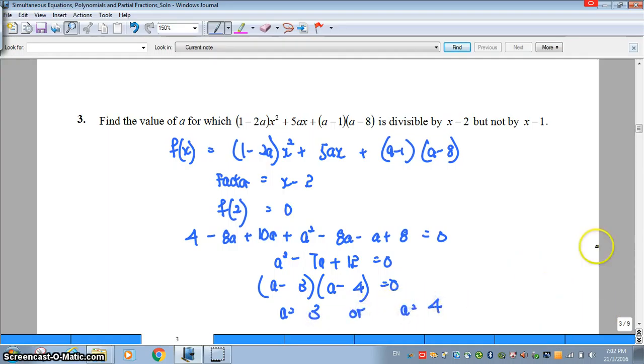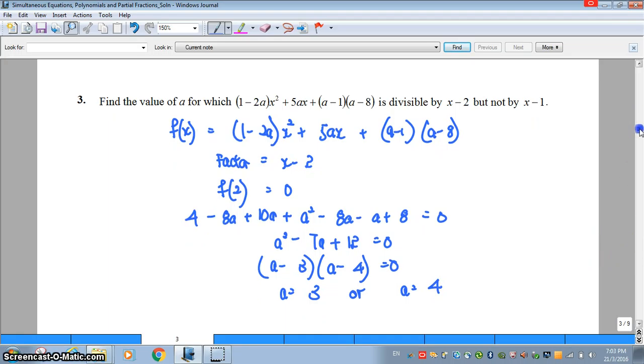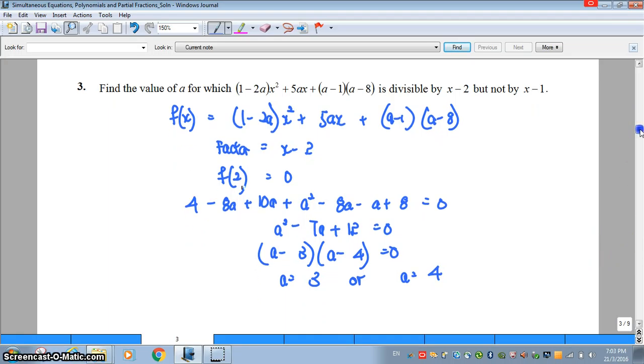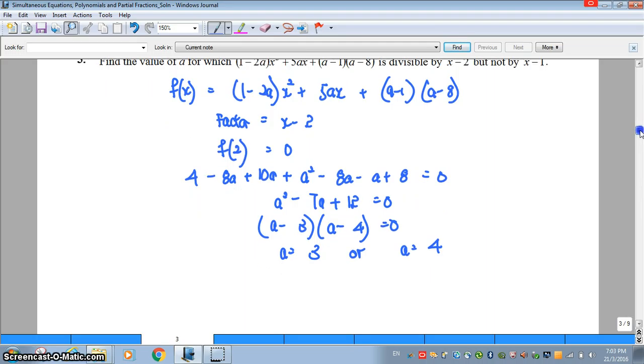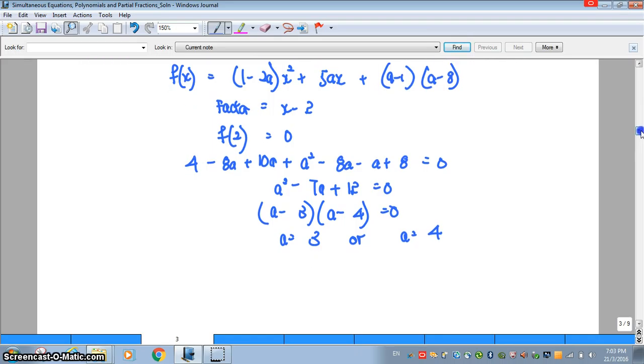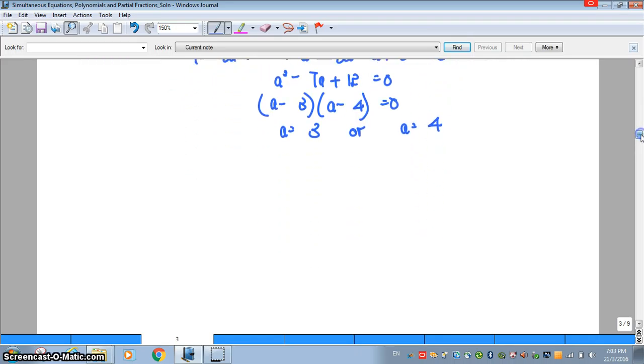Please do not accept both answers readily because take a look at part 2 of the question. You are told that it is divisible by x minus 2 but not by x minus 1. Let us replace our value of a of 3 and 4 into the original polynomial function.